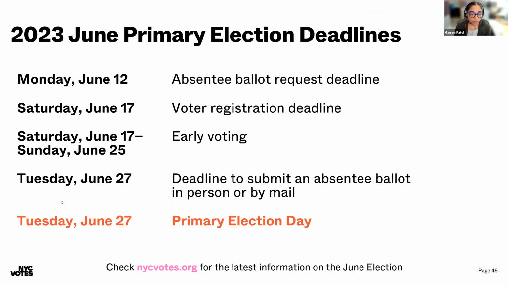And as you have been reminded, these are key election deadlines. We have our absentee ballot request deadline on June 12th, early voting and the first day of early voting and the voter registration deadline is June 17th. Early voting will extend to June 25th with election day on June 27th. That's when we need to have our absentee ballots either dropped off or mailed back to the Board of Elections. And so then lastly, primary election day is June 27th.